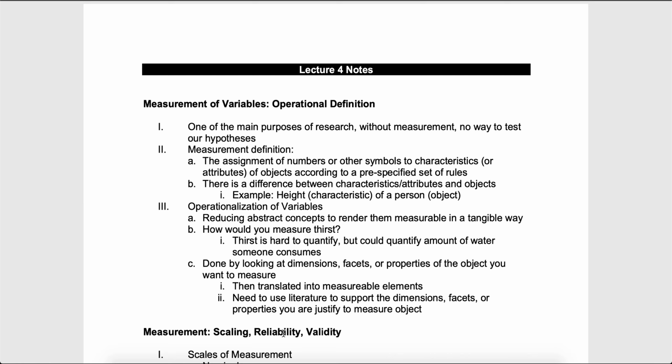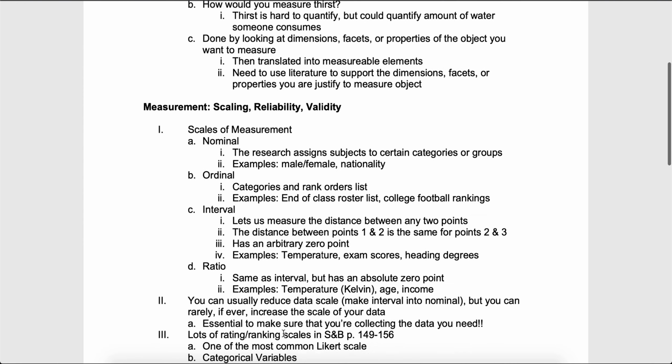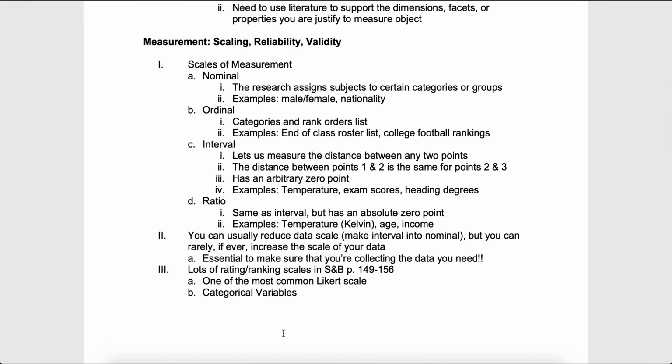Let's talk a little bit about scales, reliability, validity, and how do I choose a scale? How do I find a scale, right? So there are different types of scales. There's nominal, ordinal, interval, ratio scales. So if you think of nominal, that's just naming scales, identifying categories to a group.